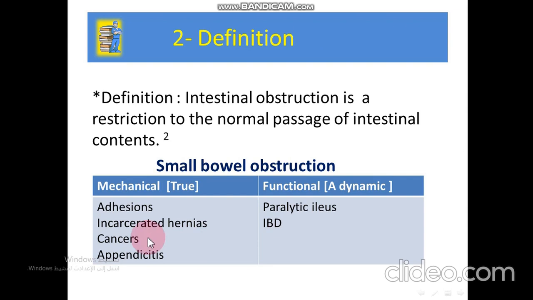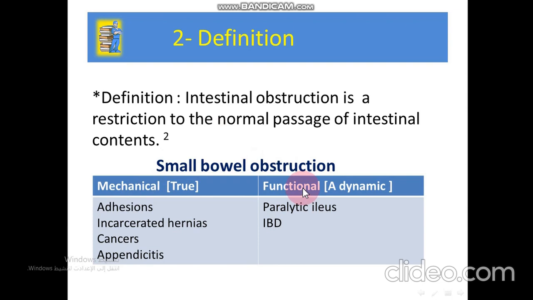If we want to define intestinal obstruction, it is nothing but a restriction to the normal passage of intestinal content. We can classify small bowel obstruction into two large categories: mechanical bowel obstruction, which is true mechanical obstruction, and functional bowel obstruction, called adynamic obstruction.